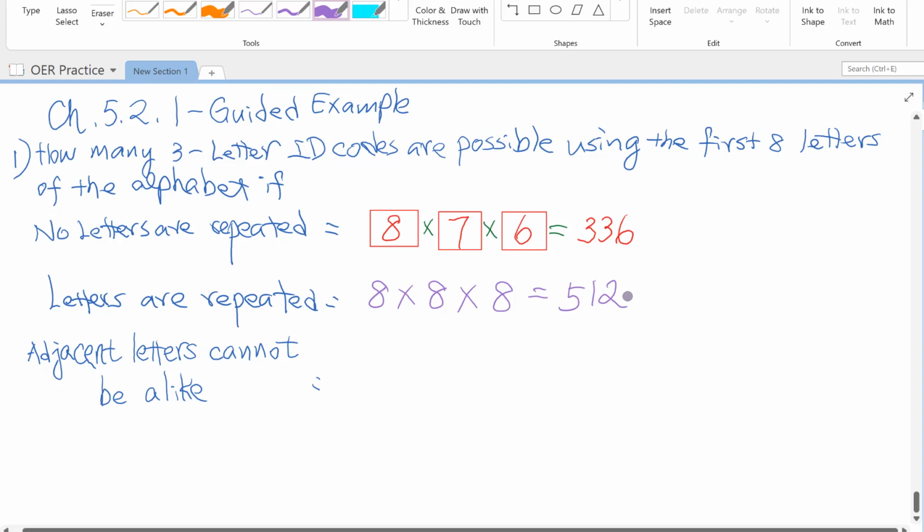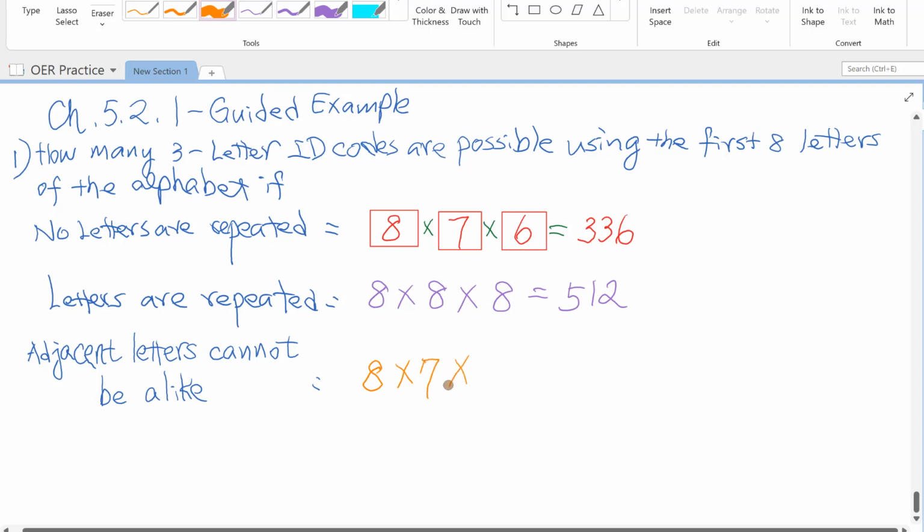And then the last one, I think, is the hardest one. For the last one, we need to pay attention to the concept. The question says adjacent letters cannot be alike. That tells me the letters next to each other must be different. So for the first letter, you always have 8 different choices. But the one you chose cannot be repeated. So that leaves me with 7 different choices.